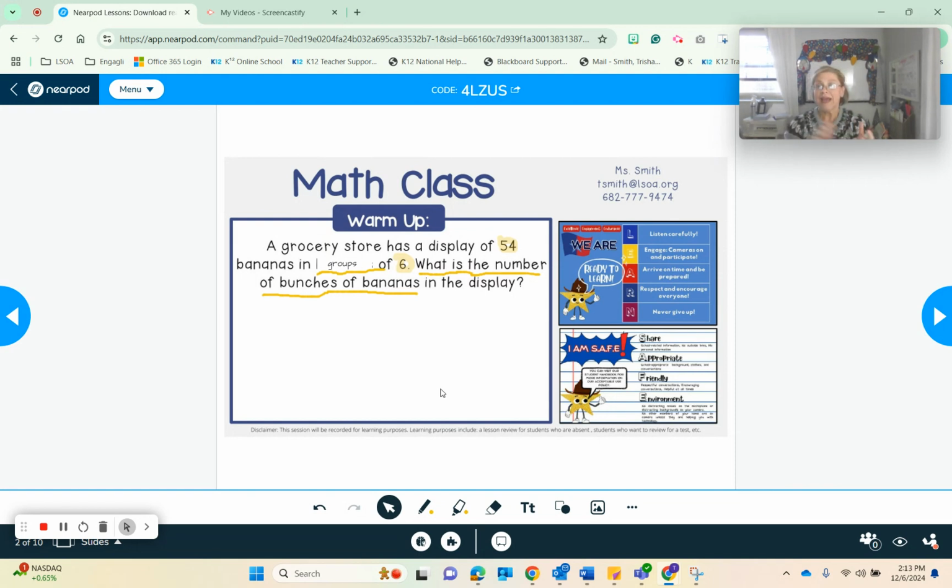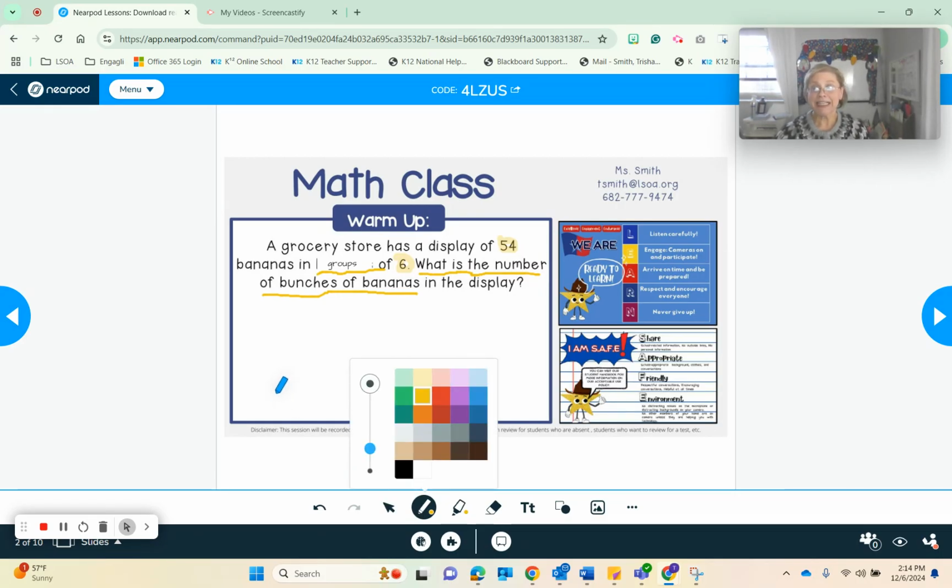But are we adding to the 54? No, we're not. We're breaking down that 54 because we want to know how many groups there are. We're not adding on groups of 6. We're breaking down the 54 to see how many groups of 6 there are. We're not adding more groups of 6. We're seeing how many groups of 6 there are altogether. So how do we do that?